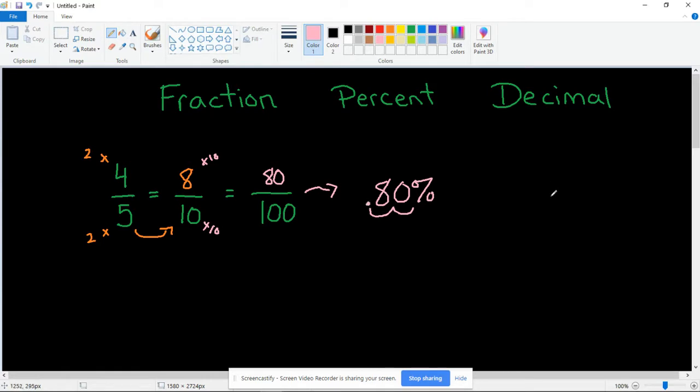To make it a decimal, you simply start on the right and move 2 number spaces over and put the decimal right there. So the decimal would be 0.80.